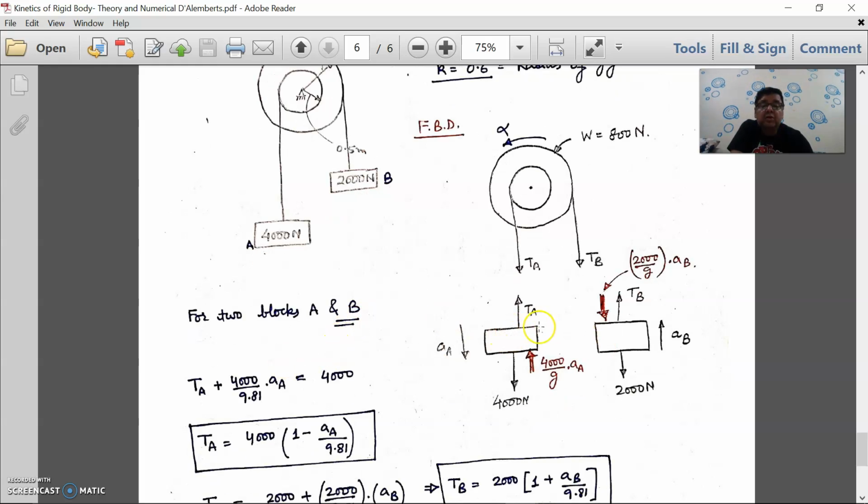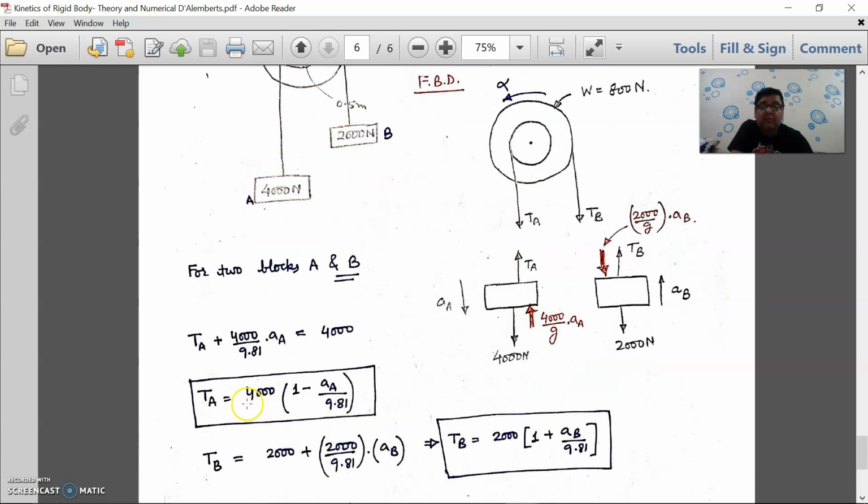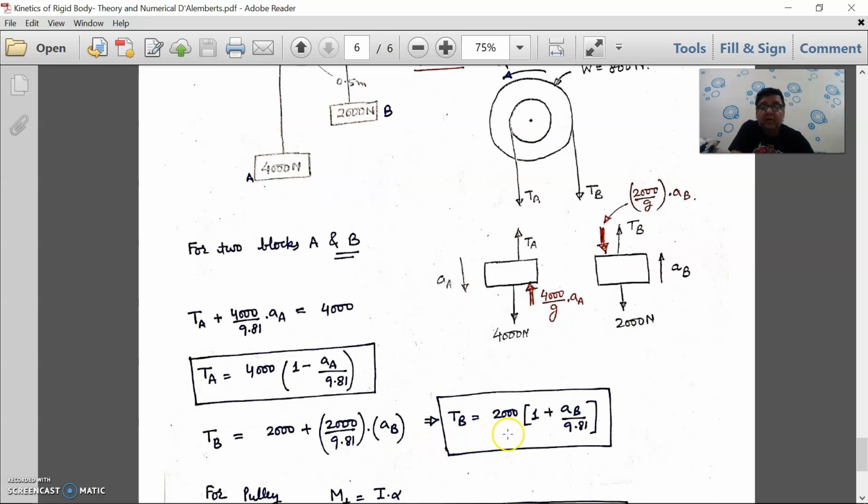For block A, if I apply the equilibrium equation, it is TA plus 4000 upon g into aA is equal to 4000, and from this we'll get TA. From the other free body diagram, 2000 plus 2000 upon g into aB is equal to TB. That is, TB equals 2000 plus 2000 upon 9.81 into aB. No issues.